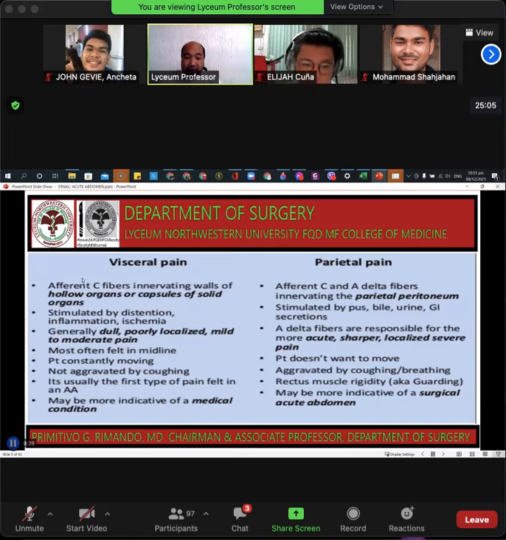Your visceral pain has afferent C fibers innervating the walls of the hollow organs or the capsules of your solid organs, like the capsule of your liver, the capsule of your spleen. While your parietal pain has afferent C and alpha delta fibers, which innervate the parietal peritoneum. Remember, the parietal peritoneum is actually the inner wall covering your abdomen.